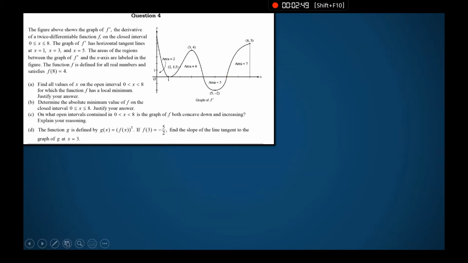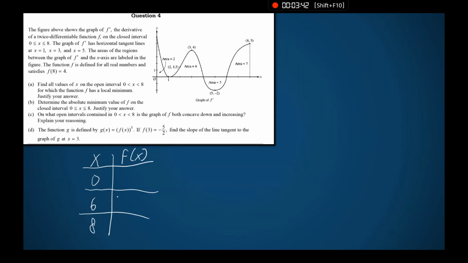Okay, part B. I want to find the absolute minimum on the interval from 0 to 8 and justify our answer. So we have to check 6. What else? And the endpoints, perfect.